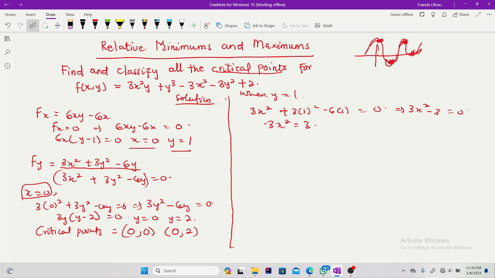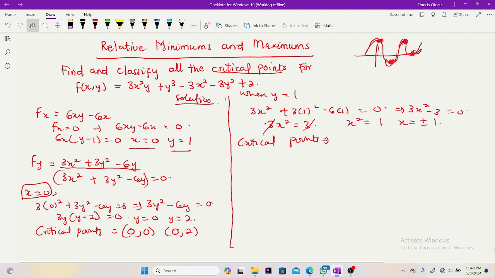So I'll cancel my 3 out and I have x squared is equal to what? 1. Therefore, x is equal to plus or minus 1. Therefore, the next critical points: when y is 1, x will be 1, so (1, 1). Then when y is 1, x is negative 1, so (negative 1, 1). Therefore, this particular function has given us 4 critical points.